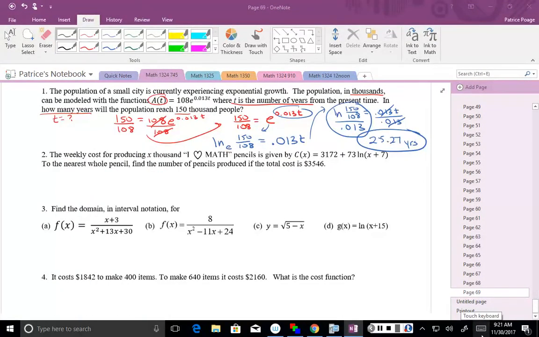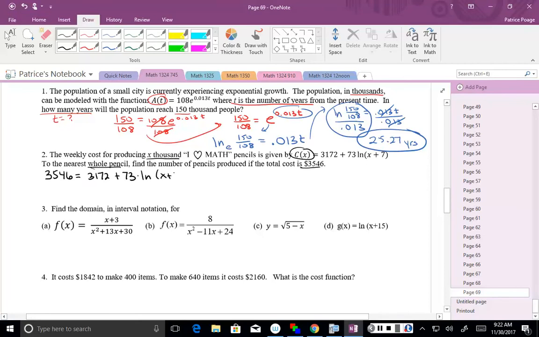So number 2, the weekly cost for producing x thousand iHeart Math pencils is given by this cost function. To the nearest whole pencil, find the number of pencils produced if the total cost is that. So it gave us the cost, so I'm going to put it in my equation right there. So I will have 3,546 equals 3,172 plus 73 times the natural log of x plus 7. So my whole goal here is to solve for x.